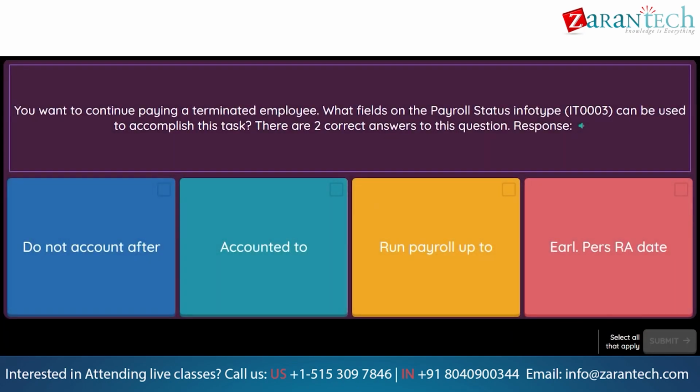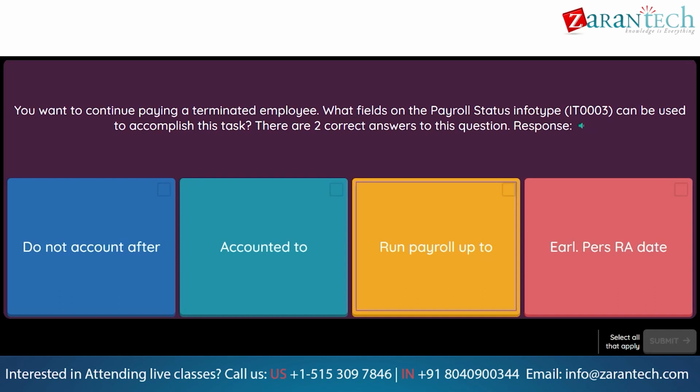Question: you want to continue paying a terminated employee. What fields on the payroll status info type, IT 0003, can be used to accomplish this task? There are two correct answers to this question. Response. Option 1 do not account after. Option 2 accounted to. Option 3 run payroll up to. Option 4 EARL. Pers RA date.